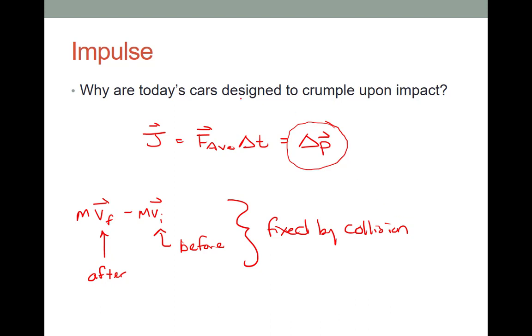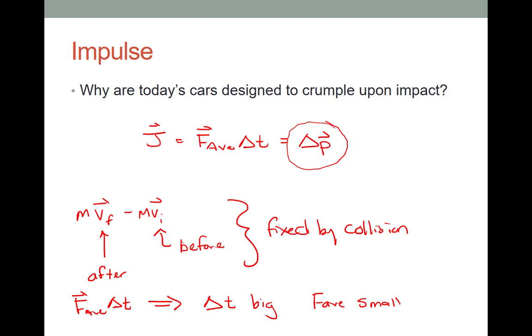On the other hand, if we look at this portion of the equation, while it has to equal the change in momentum, we have control over it. If we take this and say we're going to make delta t really big, then the force becomes small. So that when we multiply these two pieces together, we get whatever that change in momentum is.